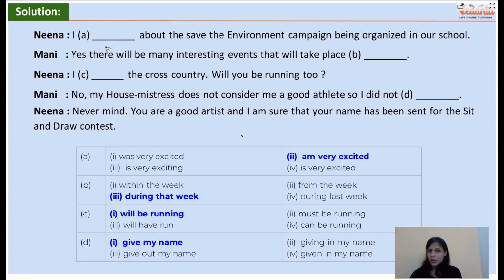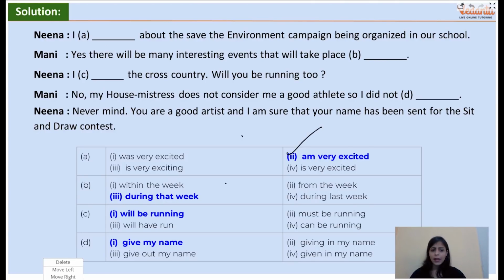The correct option would be: I am very excited about the Save the Environment campaign being organized in our school. Yes, there will be many interesting events that will take place during that week. Now there's a difference, guys. Let me tell you why.